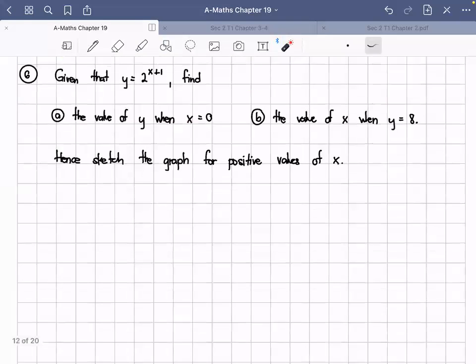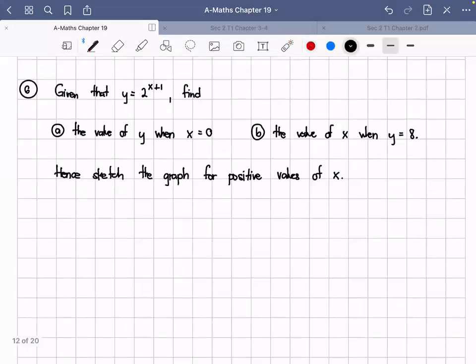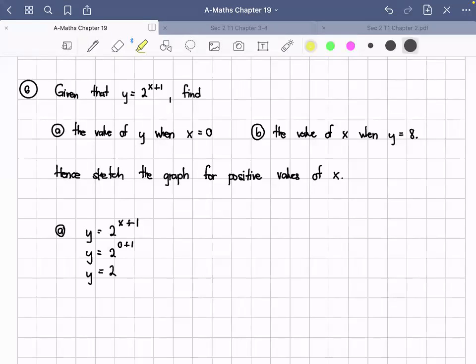So how do we answer this kind of question? For letter A, what is the value of y when x is 0? Basically, we just write the equation again. y is equal to 2 raised to x plus 1. So y is equal to 2 raised to 0 plus 1. So basically, y is equal to 2. That's just that.